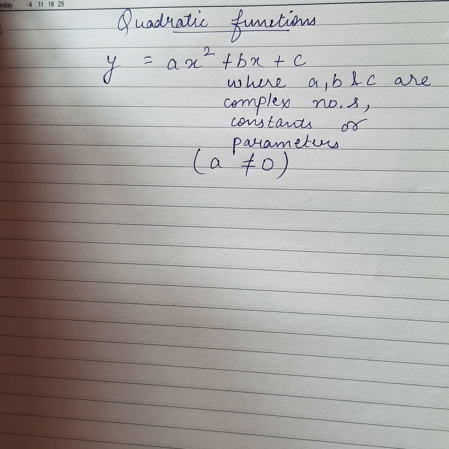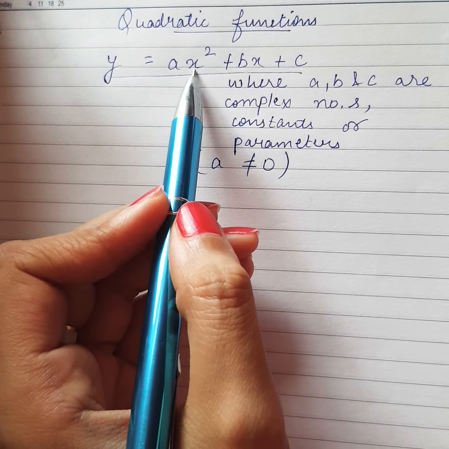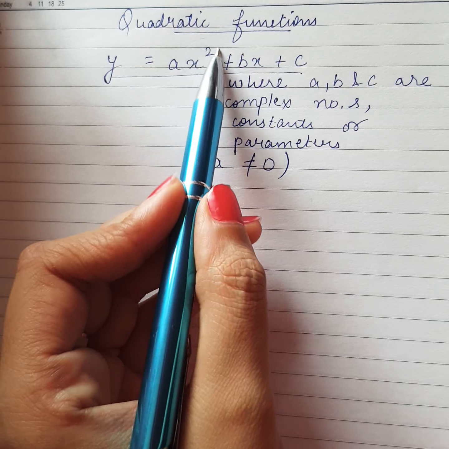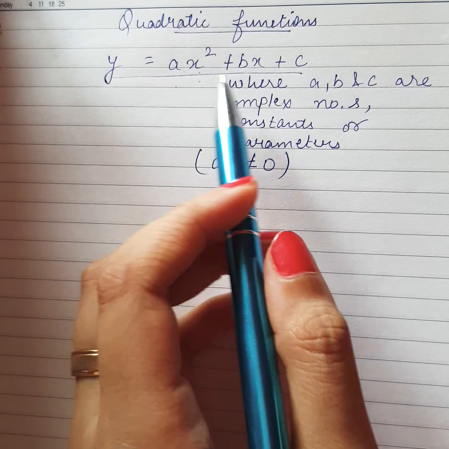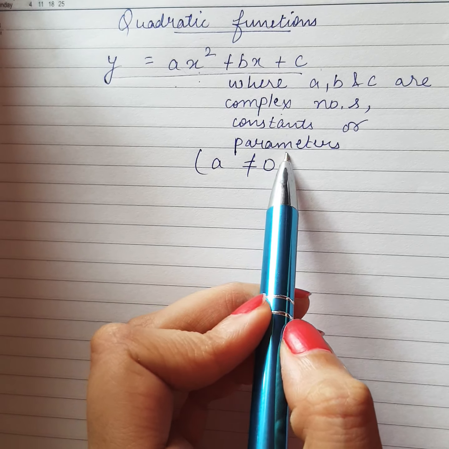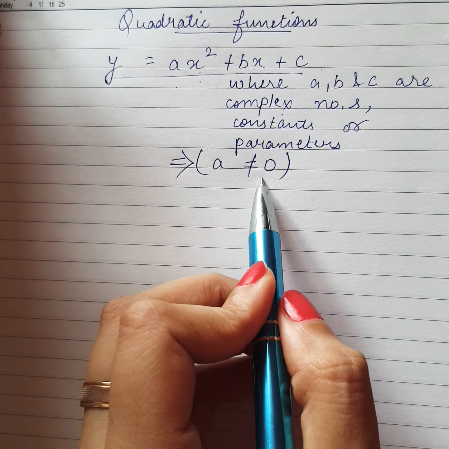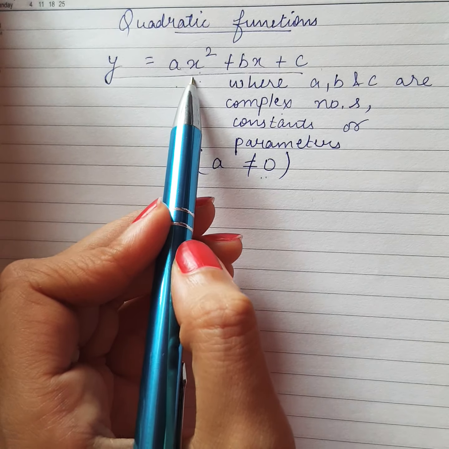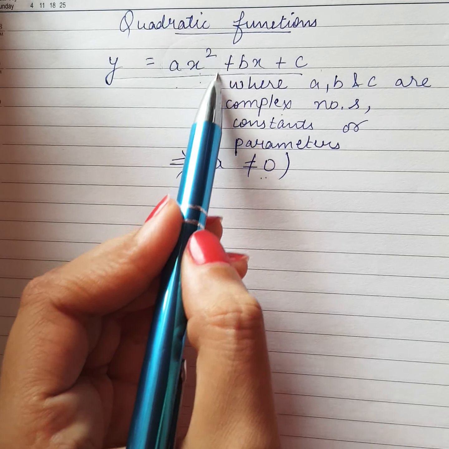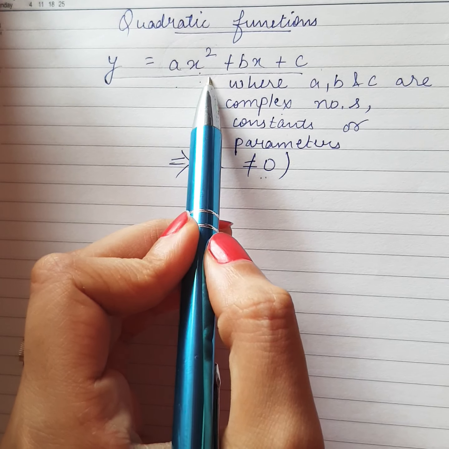Now first we will understand what is a quadratic function. A quadratic function is a function that may be defined as a particular equation where we have a term of highest power 2. Here a, b and c are complex numbers, or they can be constants or parameters. The necessary condition is that a should be non-zero, because if a is 0, this whole term will vanish, because 0 into anything will be 0.